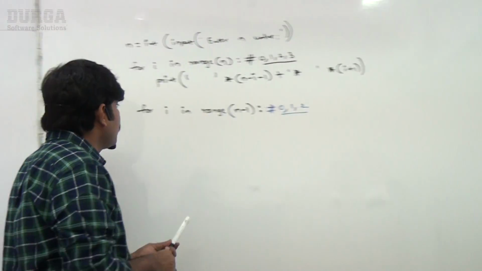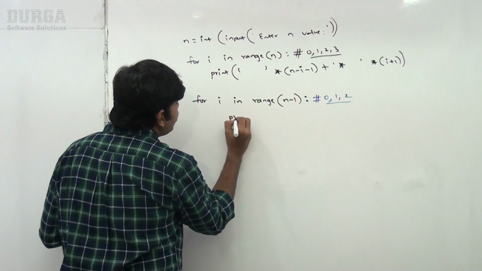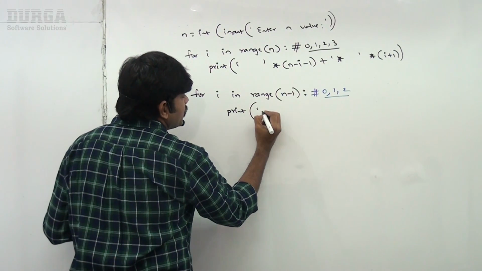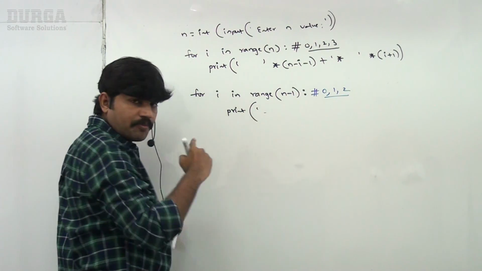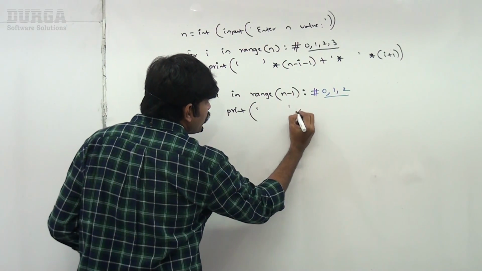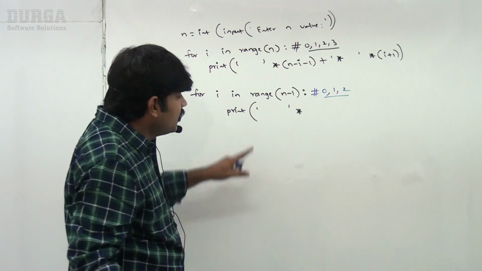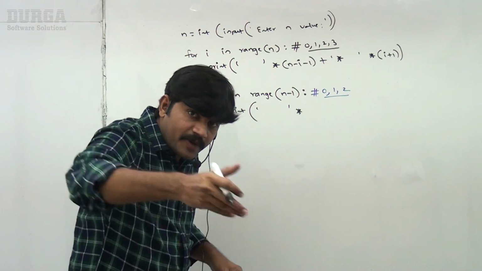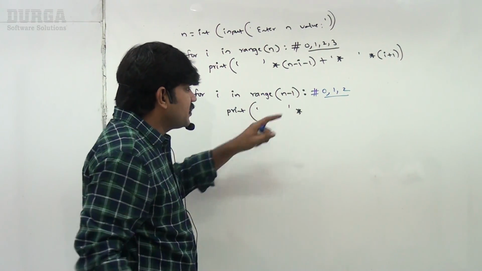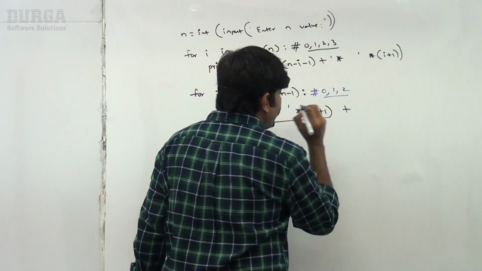Have a look once here. For i in range of n minus 1, print how many spaces, right? Sir, space symbol followed by space separator means you require 2 spaces. Remember that, don't take 1 space, take 2 spaces. Space symbol followed by space separator, 2 spaces. How many times do I have to take? i plus 1 number of times we have to take.